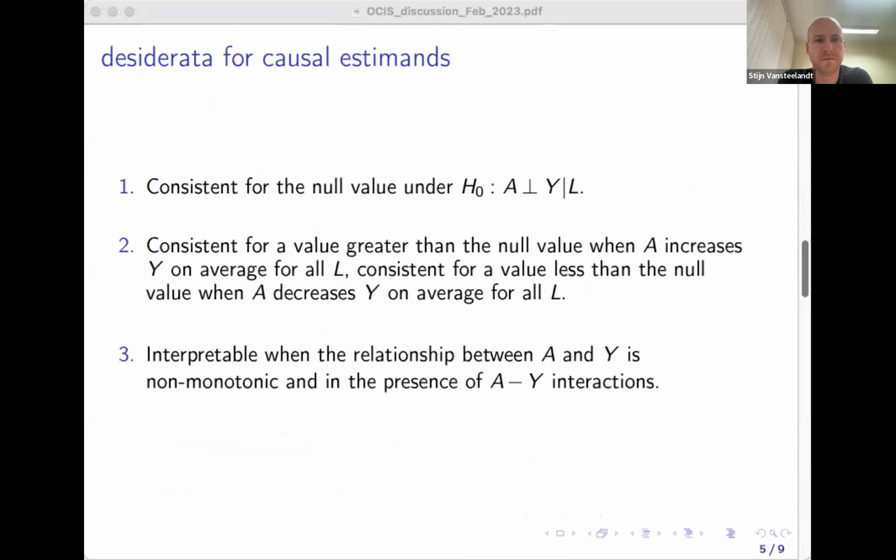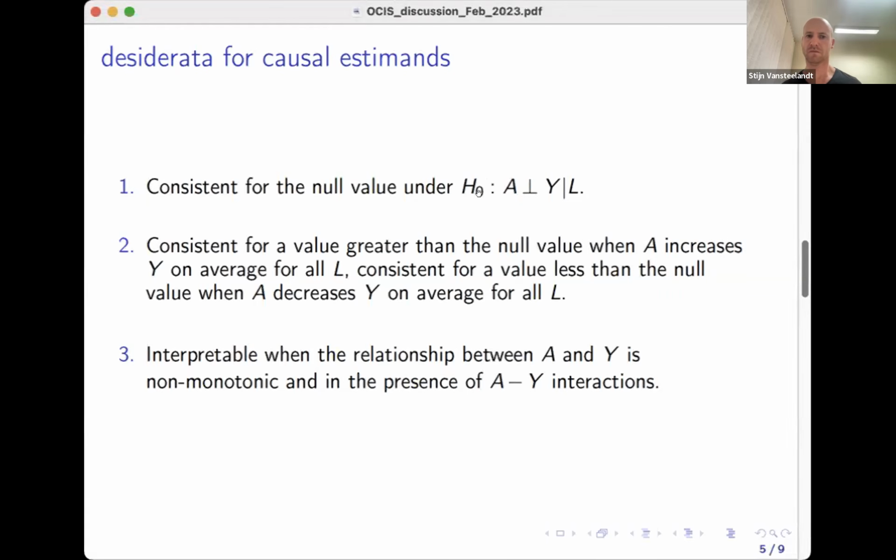So in their work, Stijn and co-authors propose criteria that they feel an assumption-lean causal estimand should meet. And I'd like to augment that with 2 more criteria that his proposal satisfies and 1 more that I'm not sure it satisfies. So the first criterion is that the estimand is consistent for the null under the specific null that A and Y are conditionally independent given L. So this is like the sharp null for levels of L. And this holds for his estimand.